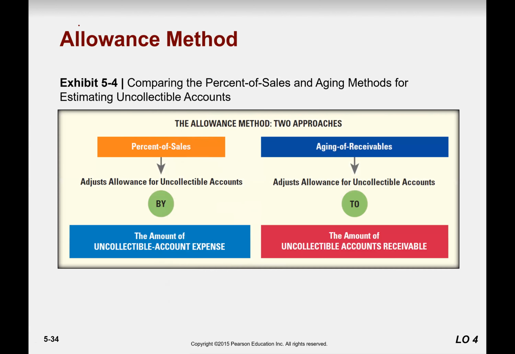So the difference between these allowance methods is that in the percentage of sales method, we need to adjust the allowance for uncollectible accounts by the amount of uncollectible account expense. The percentage of sales method gives you the expense. Then you add the balance here. It will give you the total allowance value.